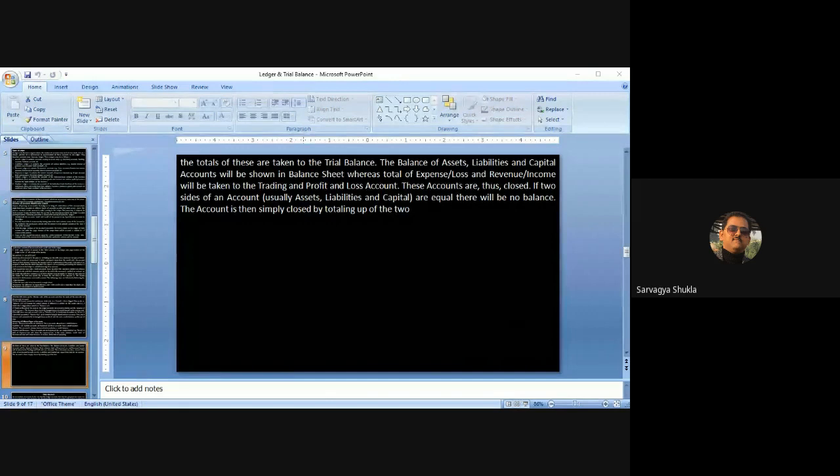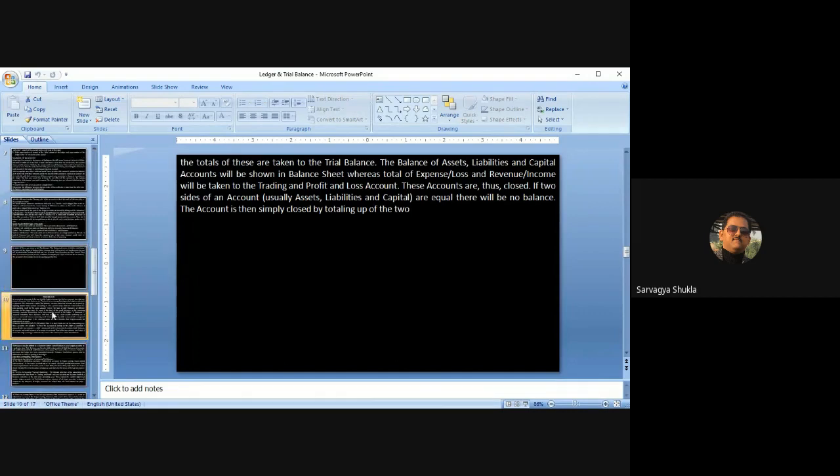Is there any totaling mistake? Is there any posting mistake? And if any other mistake occurs in the accounts, or we want to know if the accounts are accurate or not, we have to prepare a trial balance. We have to prepare a trial balance to know the arithmetical accuracy of our ledger and journal. So move forward to the next point, which is the trial balance.